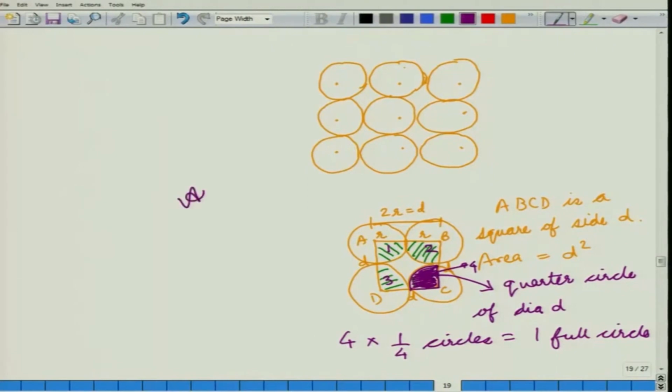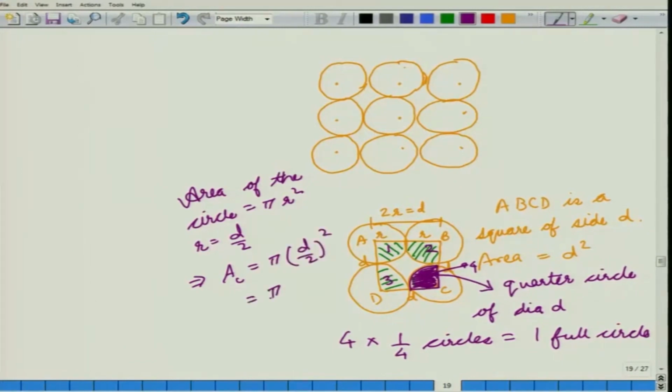Now, the area of the circle is given by pi r square. R is equal to d by 2. So, the area of the circle is equal to pi into (d by 2) square, or pi by 4 d square. Here we saw that the area of the square is given by d square. So, how much of the area of the square is covered by the canopies?